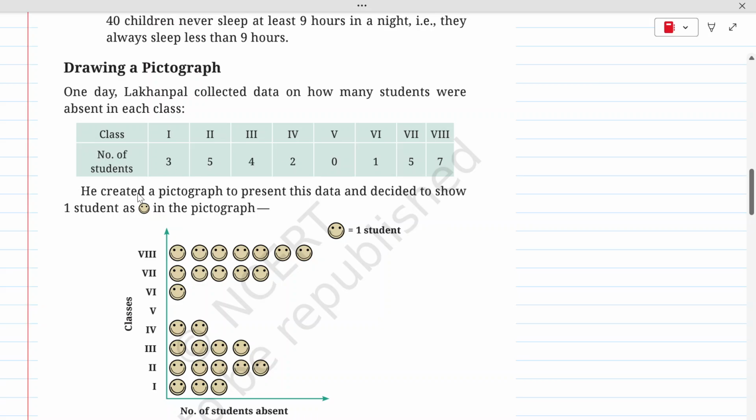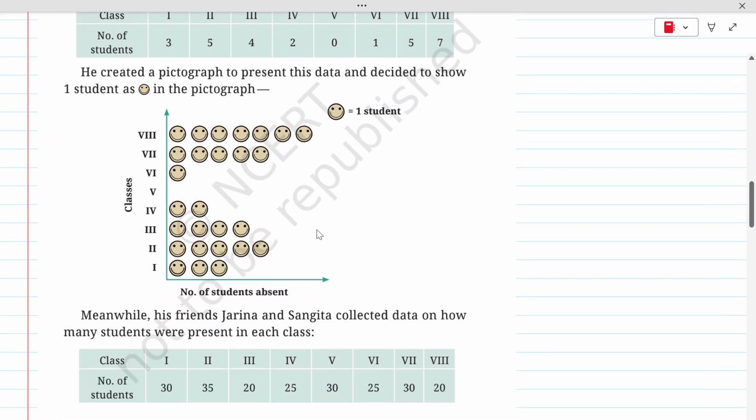Now what he did, he created a pictograph to represent this data and decided to show one student as one smiley. So the unit he is taking is one smiley for one student, and here he has drawn a pictograph. So let's see how he has drawn it. What he did is, he has made an x-axis and y-axis. On this axis, on this line, he has taken the number of students absent. I am also doing this for you. Number of absent students.